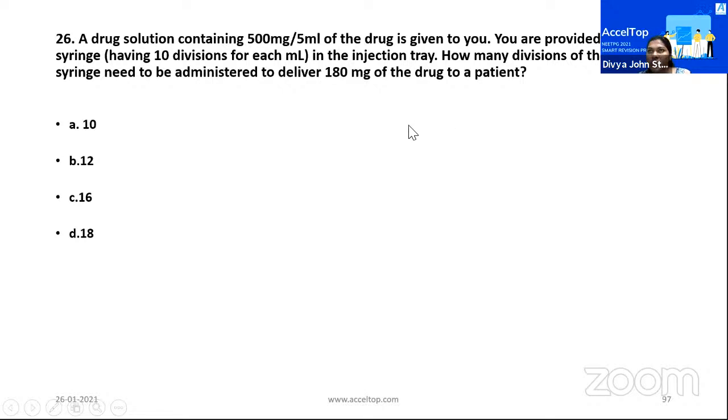Okay, very simple question, but usually when something mathematical gets asked in an exam, we tend to skip it or we make guesses, right? But it is very simple. So a drug solution containing 500 mg per 5 ml of a drug is given to you. You are provided with a 2 ml syringe having 10 divisions for each ml in an injection tray. How many divisions of the 2 ml syringe need to be filled to administer 180 mg of the drug to the patient? Okay. So the options given are 10, 12, 16 and 18.